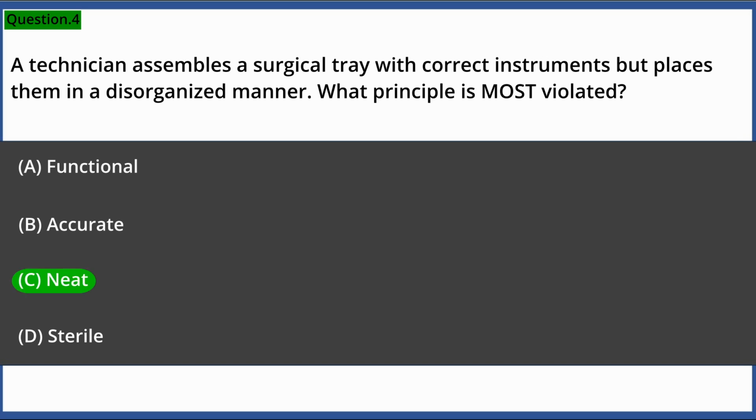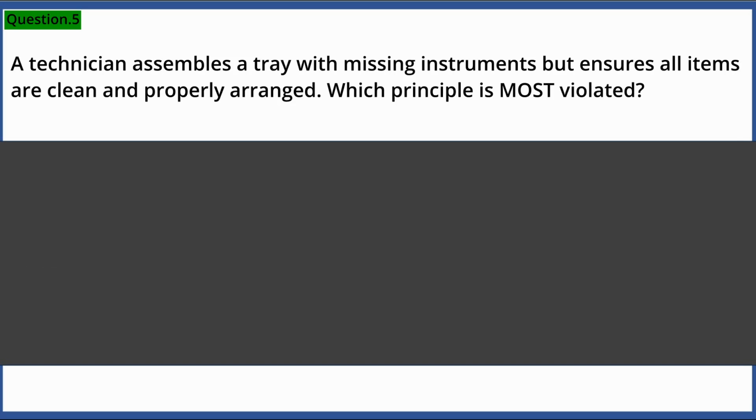Answer: C. Neat. A technician assembles a tray with missing instruments but ensures all items are clean and properly arranged. Which principle is most violated? A. Functional. B. Accurate. C. Neat. D. Sterility.